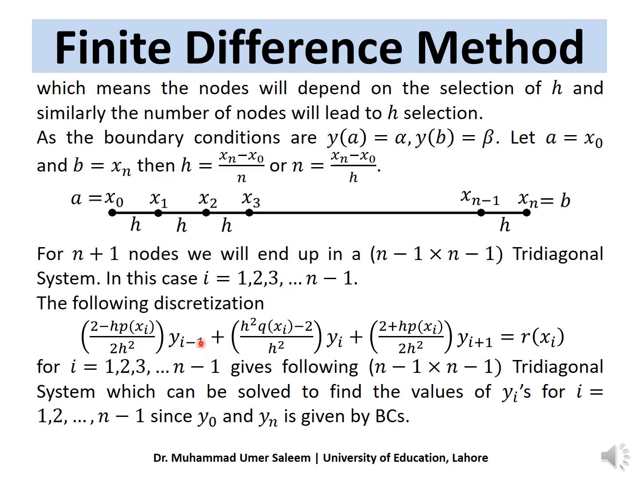So the following discretization that we get by using finite difference method, and in fact the central differences are used to approximate these values, will be getting a tri-diagonal system. And as I told you, y naught and yn are given as boundary conditions. So we'll be having n minus 1 times n minus 1 tri-diagonal system to find out n minus 1 unknowns. Okay, so these yi's values are unknowns from 1 to n minus 1, as y naught and yn we know already.